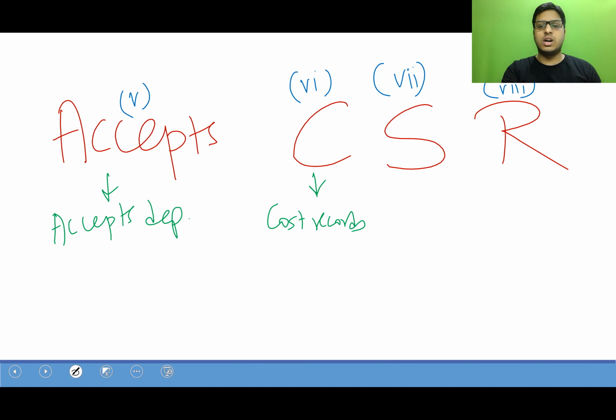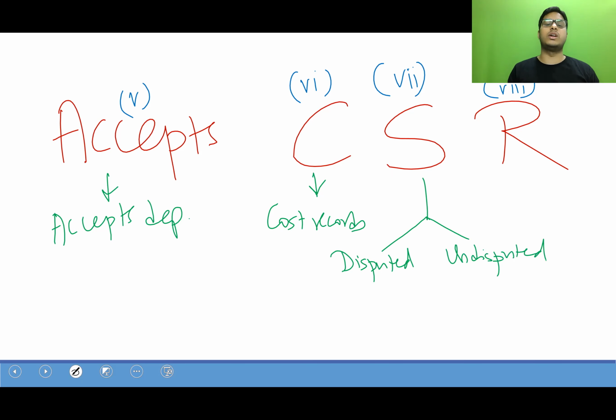Next is your clause 7. Clause 7 is divided into 2 parts: first is disputed, second is undisputed. So how do we go about it? First is the disputed part. Disputed means the tax that we are going to pay, the government or the authority is disagreeing with that. Then we have to mention the amount involved and the forum where the matter is pending.